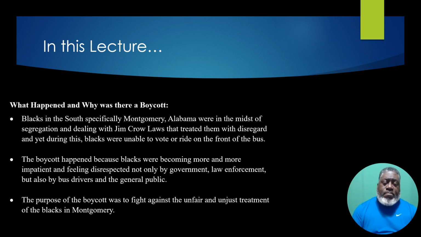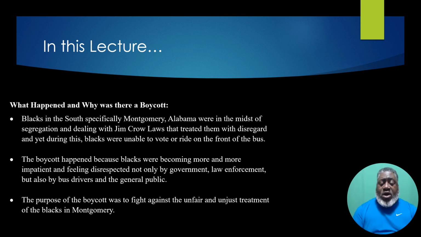Let's talk about what happened and why there was a boycott. Blacks in the South, Alabama, Mississippi, Georgia, Tennessee, Louisiana, were very much in segregated situations, but particularly in Montgomery, Alabama, they were in the midst of the segregation process, along with dealing with Jim Crow laws that treated them with no respect and with a disregard for their lives. Yet during this, they were also unable to vote or to ride freely in the front of the bus.